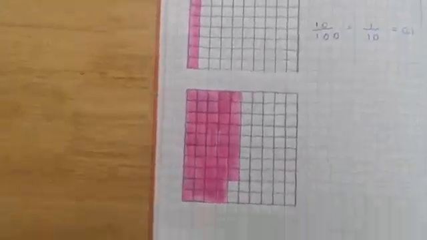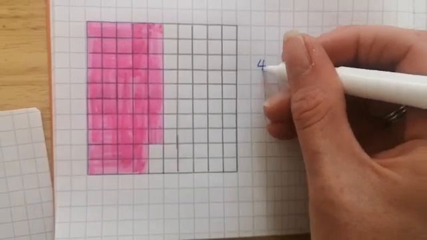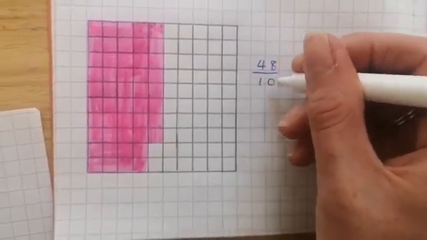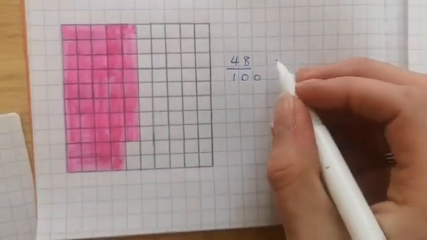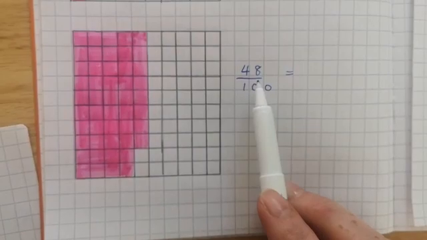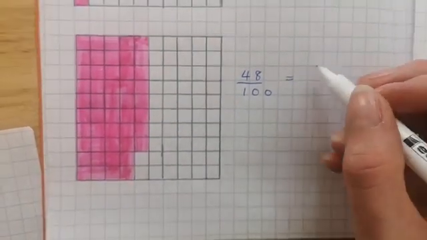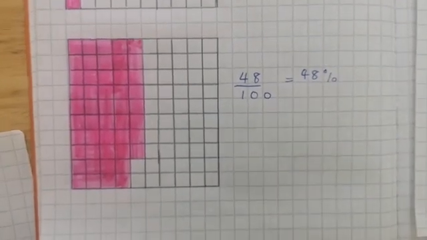In my next 100 square, I've got a few more coloured in. I've got 48 out of 100 coloured in. So 48 out of 100 of the squares are coloured in. So if I write that down as a percentage, if your denominator is 100, you know that your percentage is your numerator. So 48% of the square is coloured in.